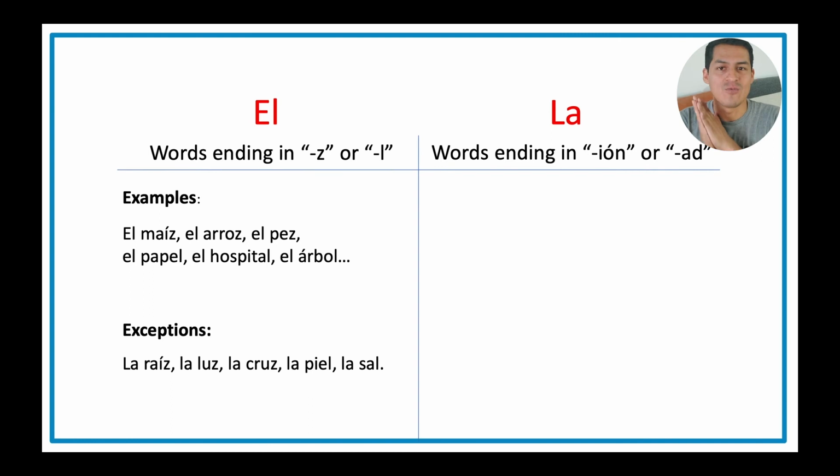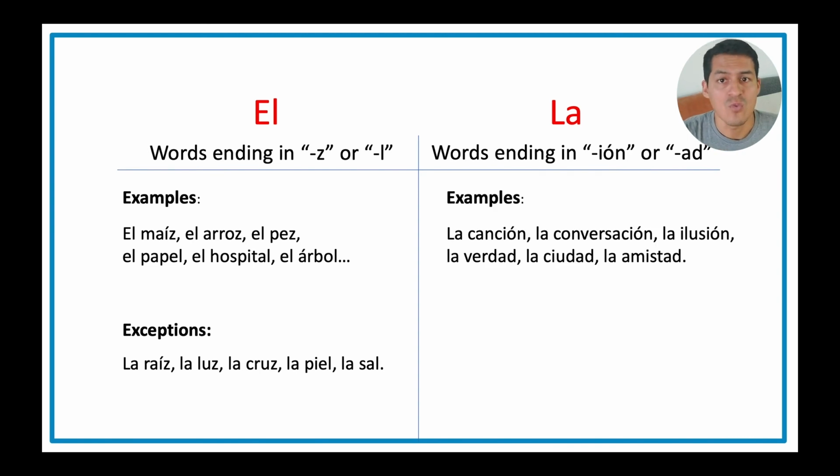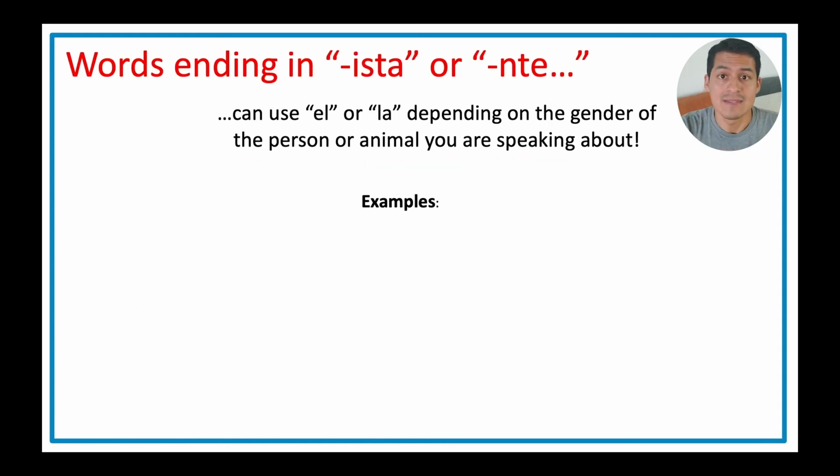Okay, now the words ending in ion and ad. They will be feminine. This includes the words la canción, la conversación, la ilusión, la verdad, la ciudad, la amistad. There are some exceptions to this rule, but none that are very important. We will leave it at that for now. Now let's take a look at the next rule.